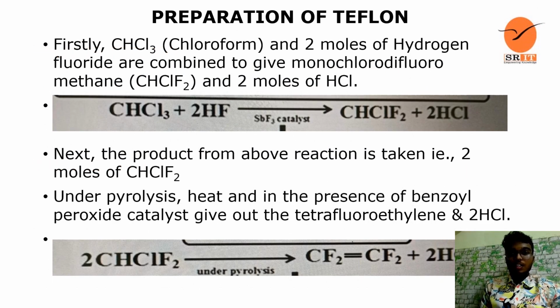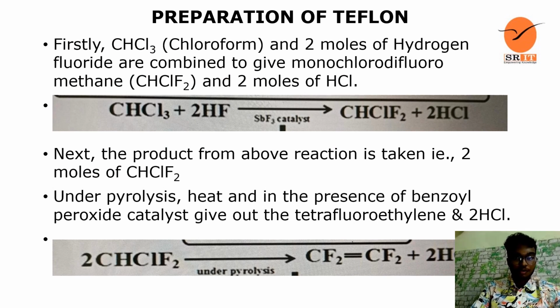It's time we learn about the preparation of Teflon. Firstly, CHCl3, that is chloroform, and 2 moles of hydrogen fluoride are combined together to give monochlorodifluoromethane and 2 moles of HCl as a product. As you can see in the reaction, CHCl3 and 2 moles of hydrogen fluoride together react to form the given products, that is CHClF2 and 2HCl.